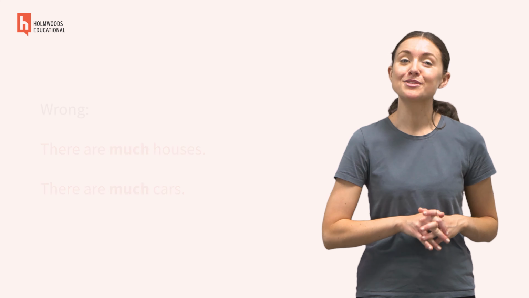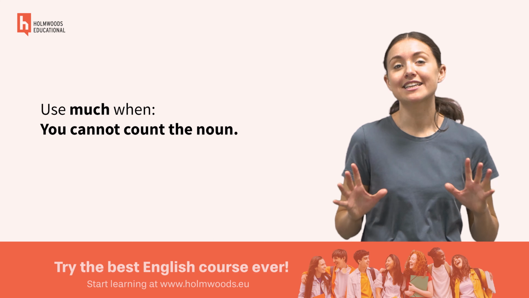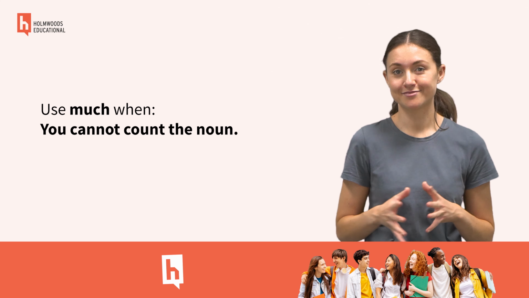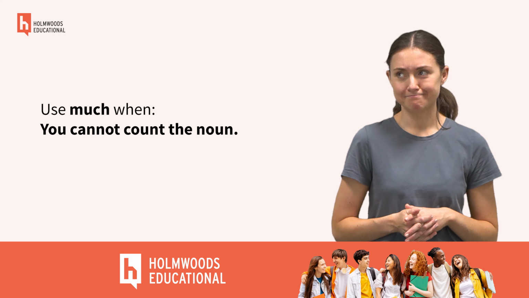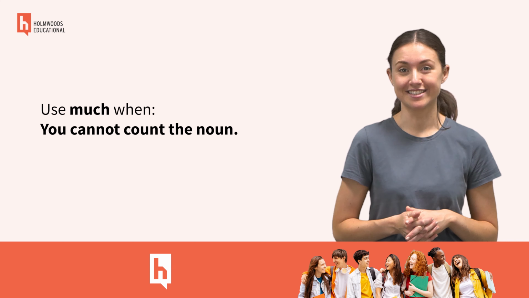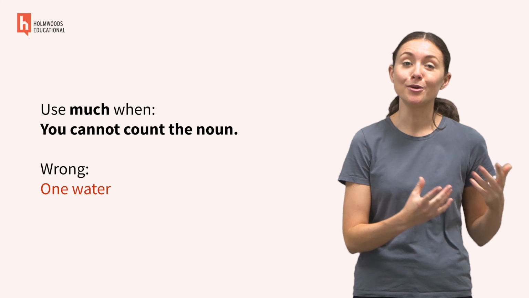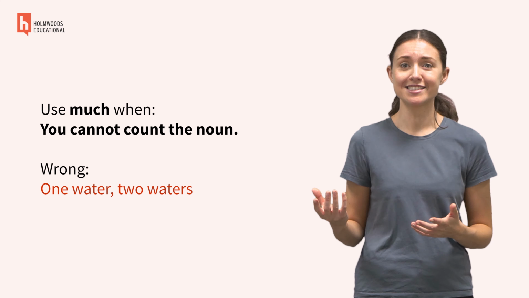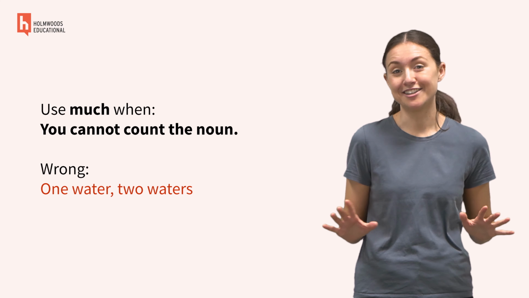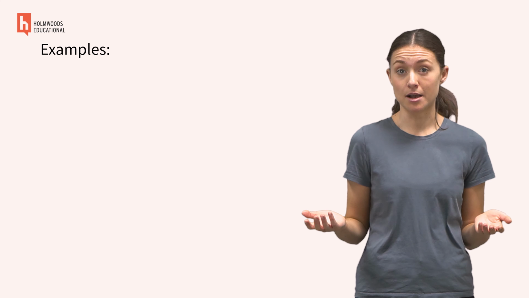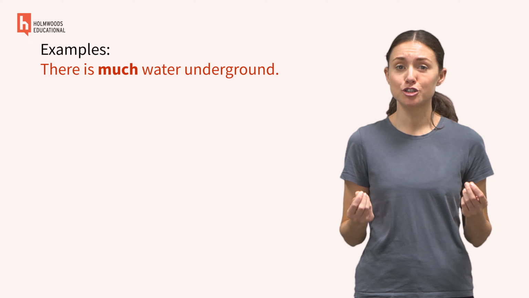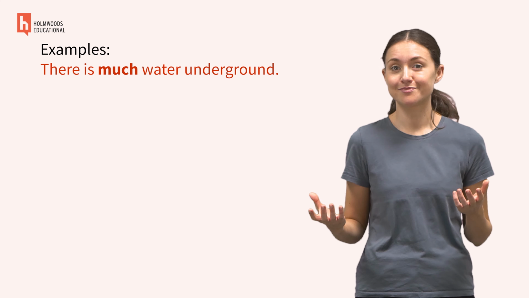You only use much when you cannot count the noun. Think about water. You cannot count water. We never say one water or two waters. This is completely wrong. With water, we use much. For example, there is much water under the ground.